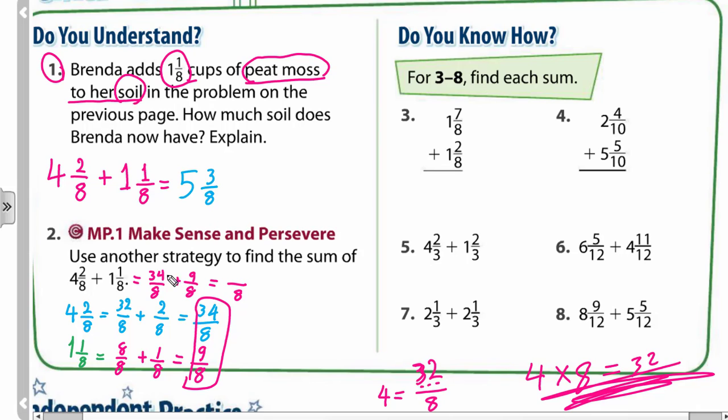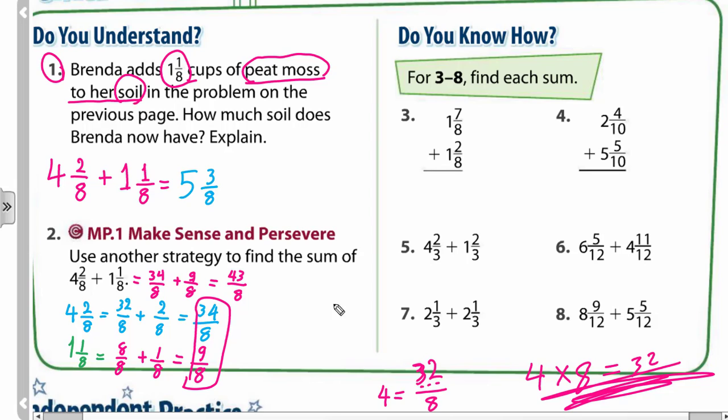Yes, teacher? How many eighths? 34 plus 9. 42 or 43? 43. Okay. Or 42. When you add 9, you can add 10 and take away 1. So 44, take away 1, it will be 43.